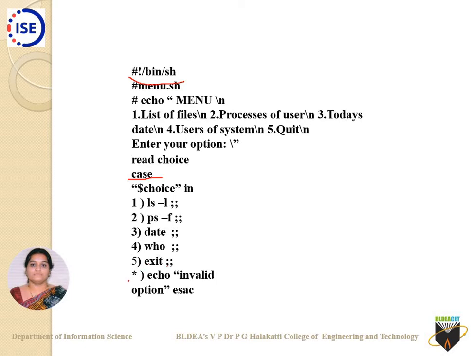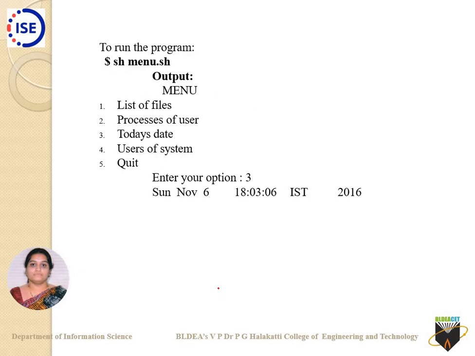And I have used here a wildcard called asterisk. So what do you mean by asterisk? Anything apart from these patterns, anything apart from 1 to 5. So what do you want me to print? You want me to print echo invalid option. And you have to end the case in a reverse way called esac. So this is how you are ending.